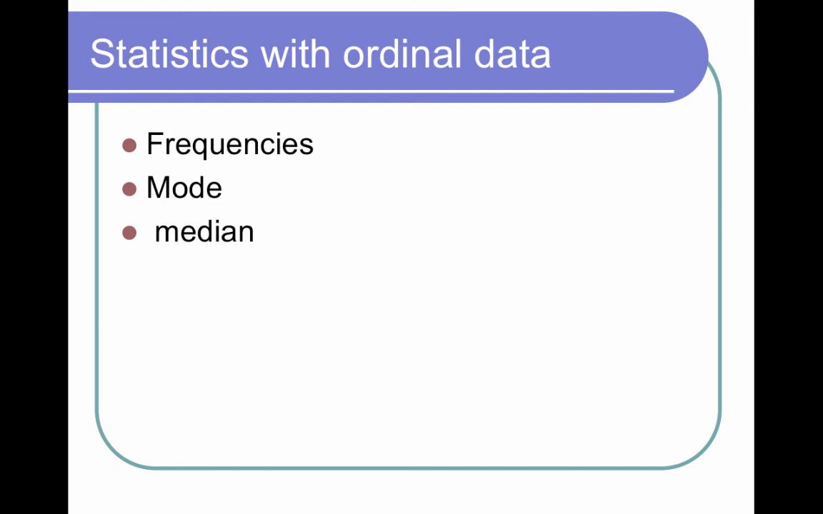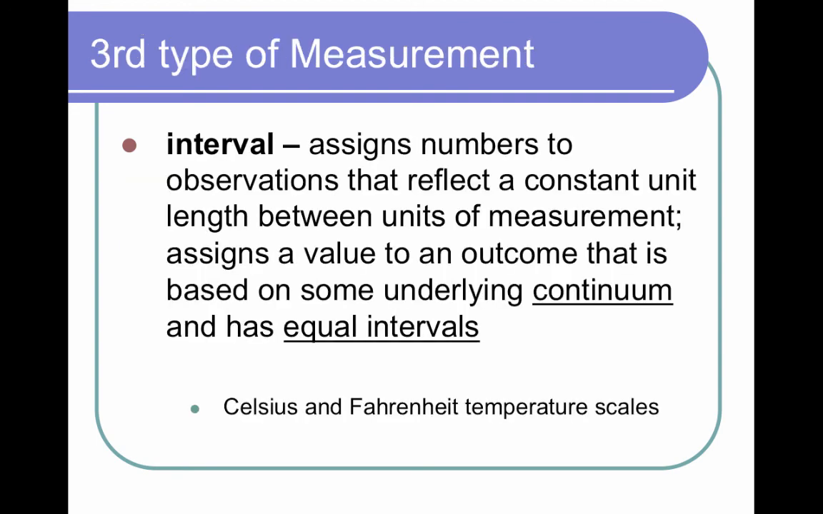Okay, with ordinal data, we still can't do a lot. We can run frequencies, we can use mode and median. The third type of measurement is interval. This is the type of measurement that assigns numbers to observations that reflect a constant length between units of measurement.